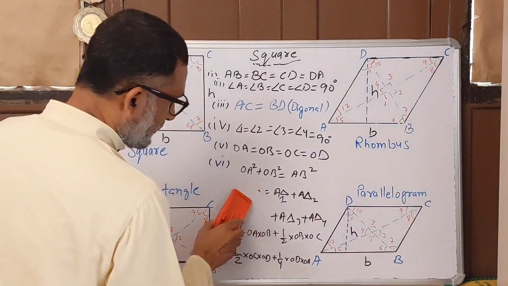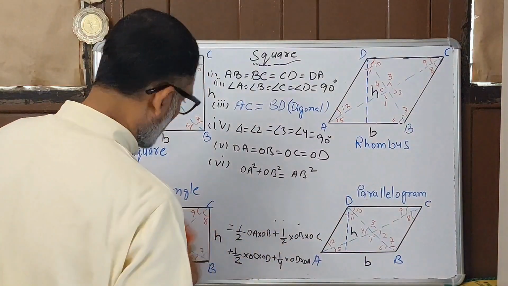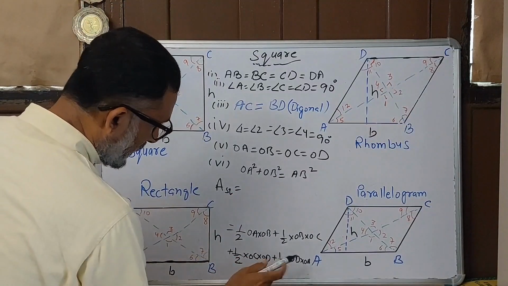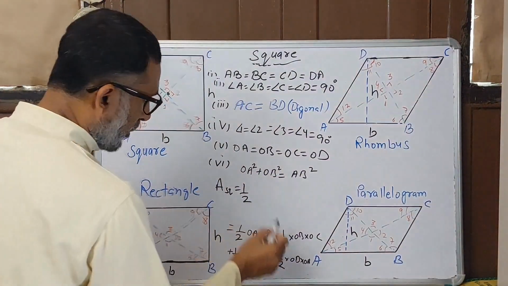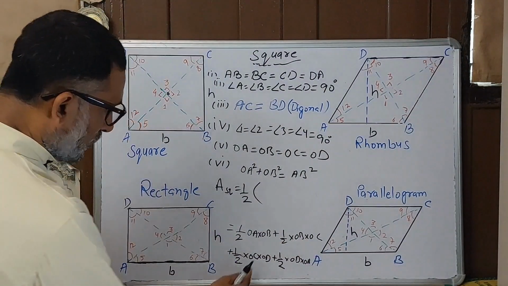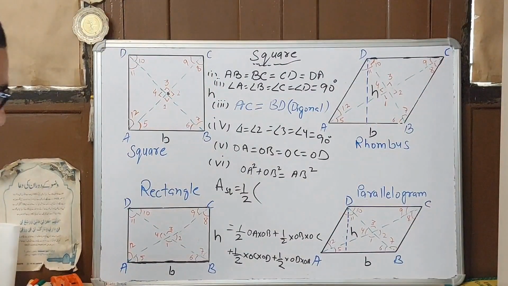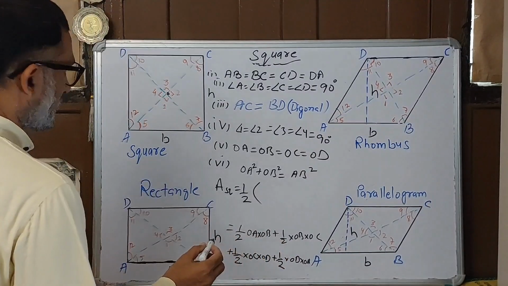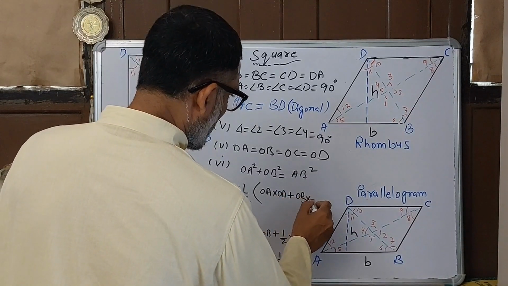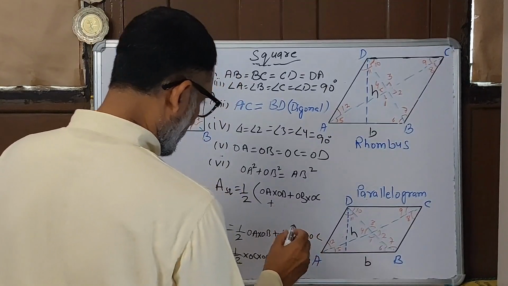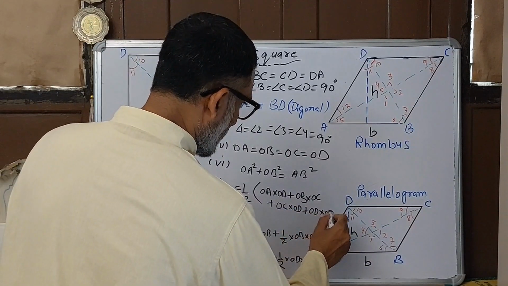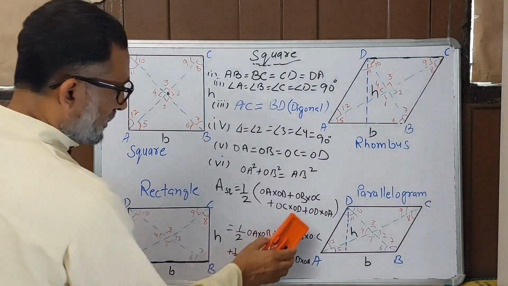Now I will erase it because there is no place, so I will write it here. So what will become the area of a square? Since all four terms have half, I will take it out. So what will remain here? OA into OB plus OB into OC plus OC into OD plus OD into OA.